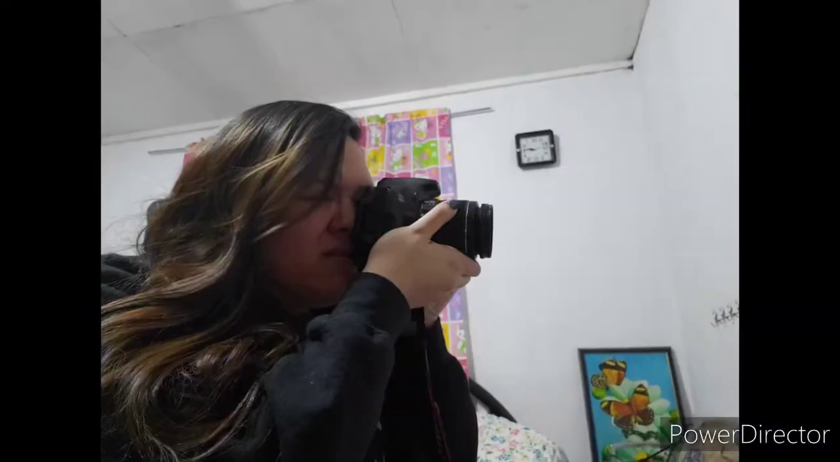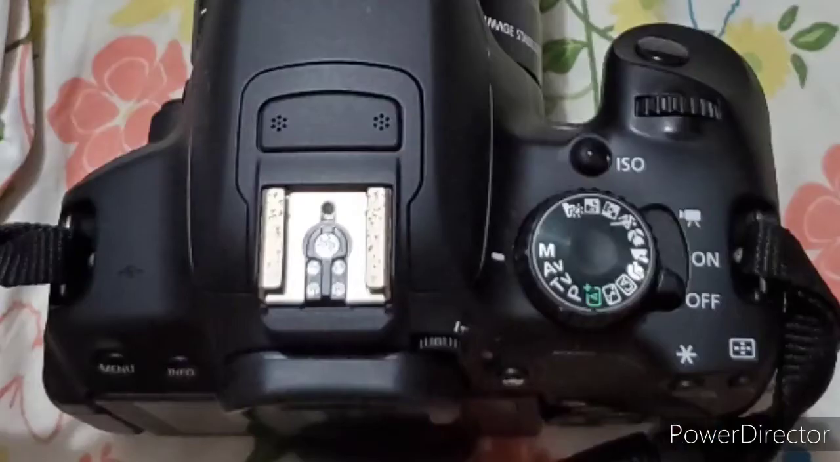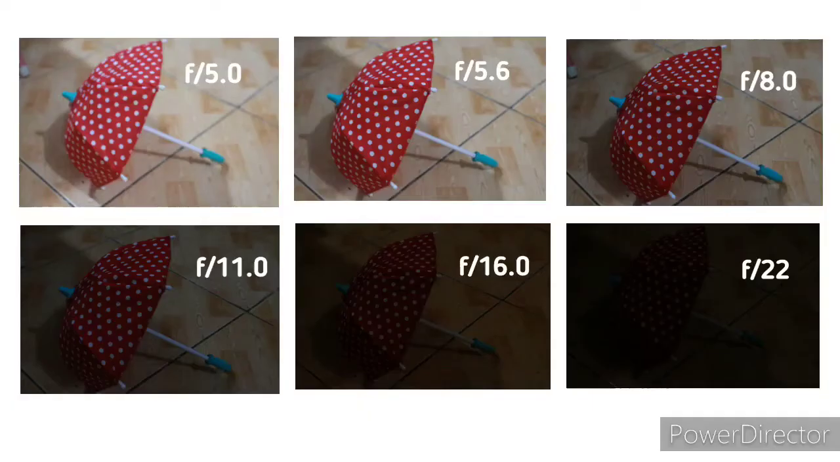Your job is to control the amount of light that comes in your camera. But how do we do that? We have to pick the right aperture. How do we pick the right aperture? First, I'm gonna show you a diagram that I made to demonstrate the aperture differences. As you can see in the diagram, f5 is brighter than f22. Because the lower the aperture, the more light comes in, and vice versa.